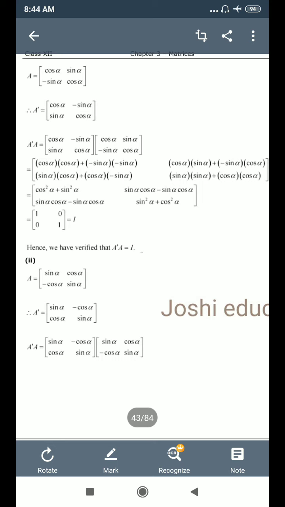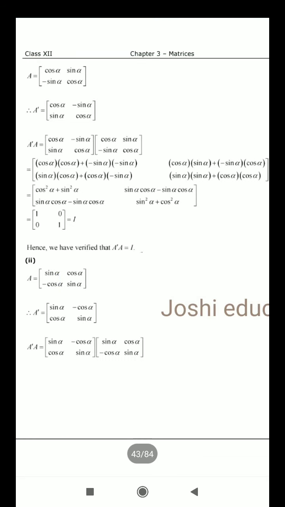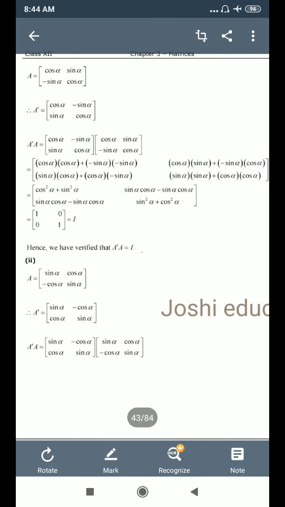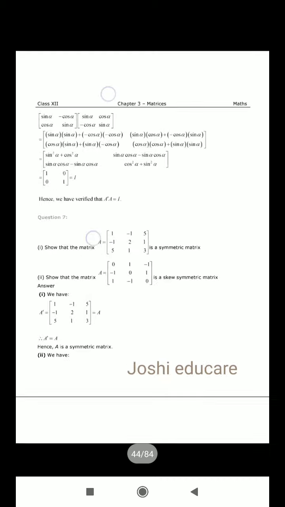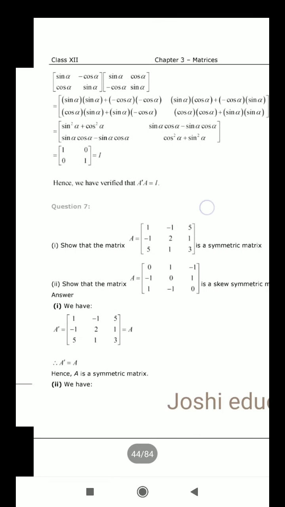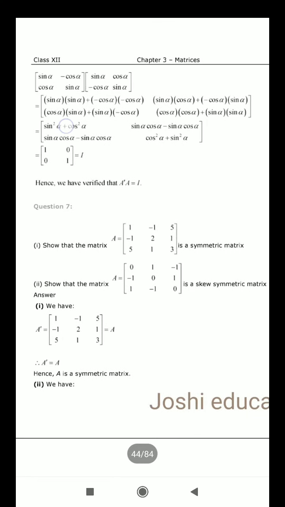And second question is also similar. You have A, just get A transpose by changing rows into columns. Take the product. First you will write A transpose and in second place you would write A, take the product of these two. On taking the product of these two, you will get sin square alpha plus cos square alpha. This term is cancelled out. This term is also cancelled out.